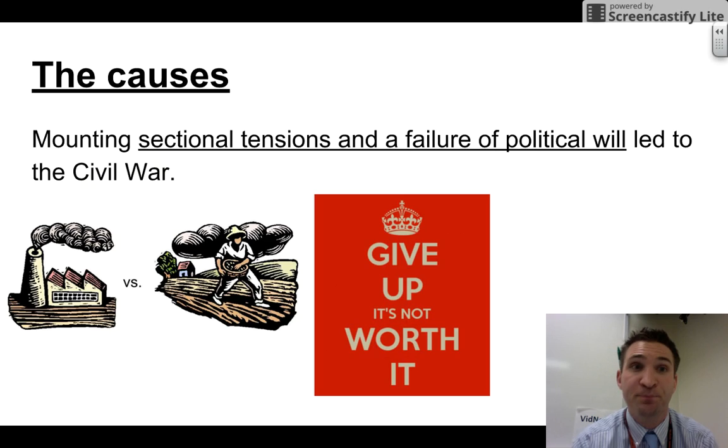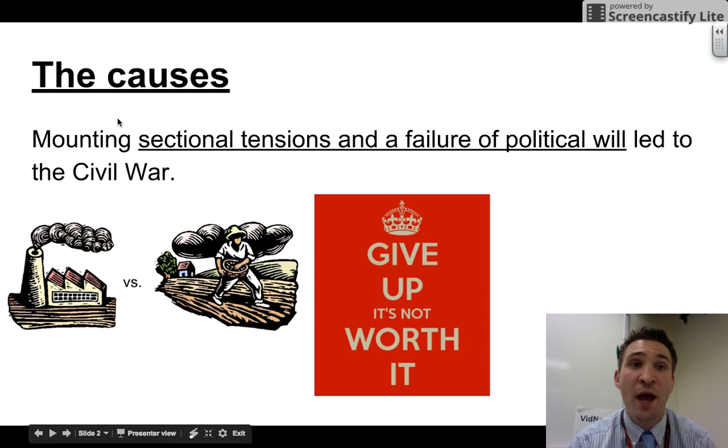Let's explore the causes. Mounting sectional tensions and a failure of political will led to the Civil War. These sectional tensions were between an industrial North and an agricultural South that relied on slavery. Give up? It's not worth it. Political will: people didn't want to give up their slaves.